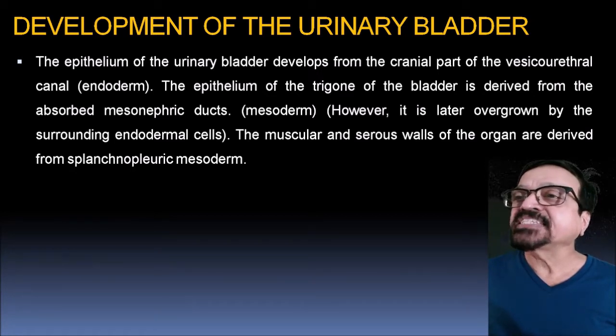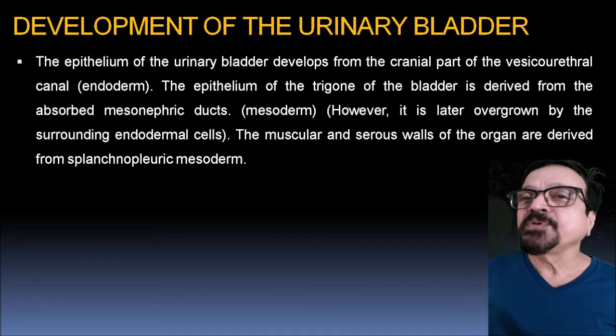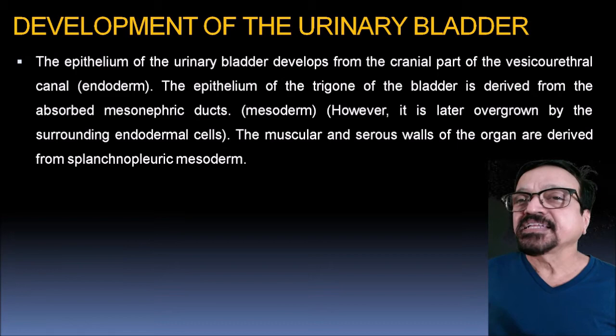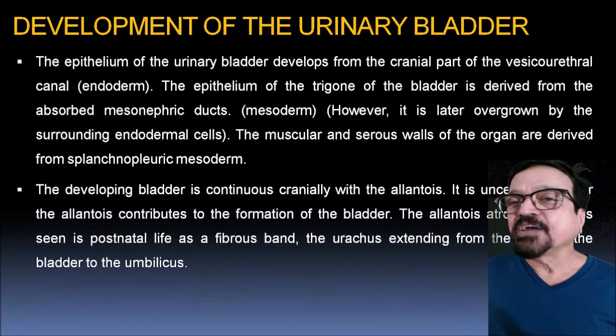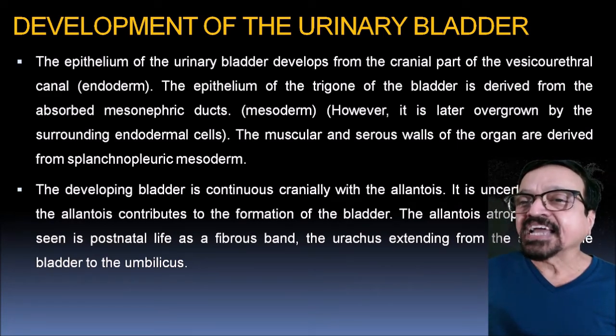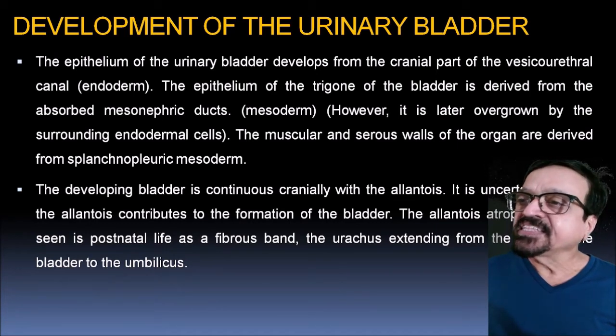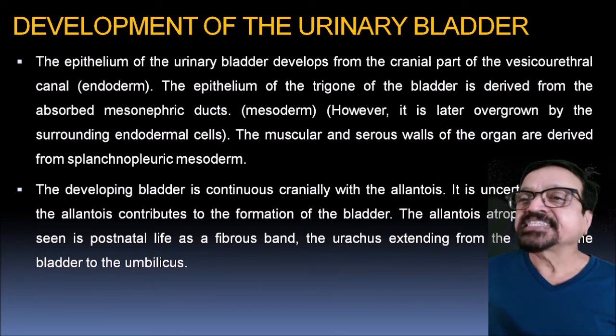The muscular and the serous walls of the organs are derived from splanchnopleuric mesoderm. The developing bladder is continuous cranially with the allantois. It is uncertain whether the allantois contributes to the formation of the bladder. The allantois atrophies and is seen in postnatal life as a fibrous band. So, in postnatal life, the allantois is seen as a fibrous band.